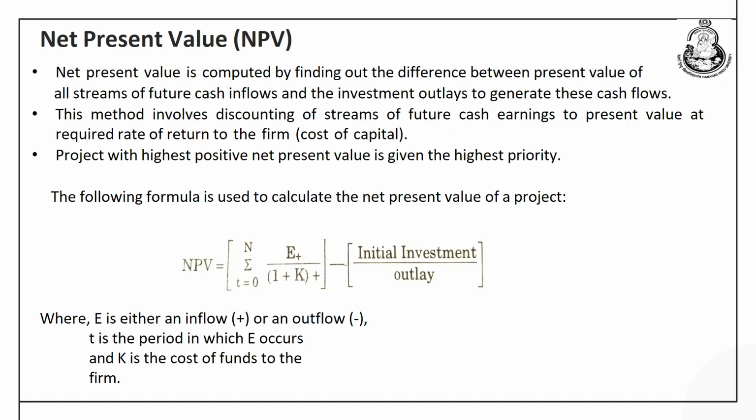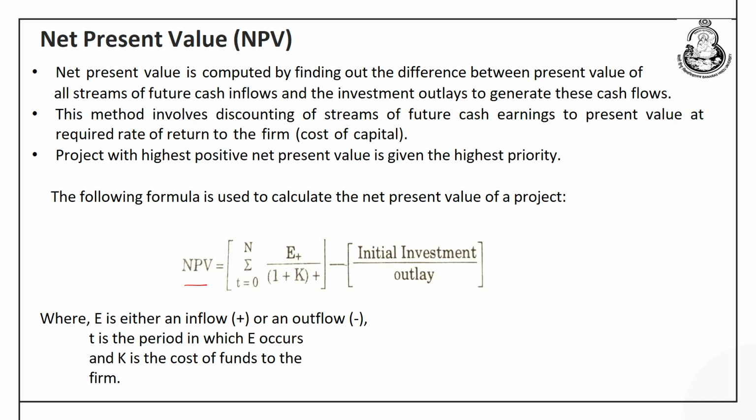Then there is a formula for calculating the net present value of a project. So, here we can see net present value is equal to the summation of all cash inflows generated from the project over a period of time discounted by the present value factor or the cost of capital. Then from this we deduct the initial investment outlay. So, if this difference is positive, we can say that the project has generated positive net present value, and hence it should be selected by the management.